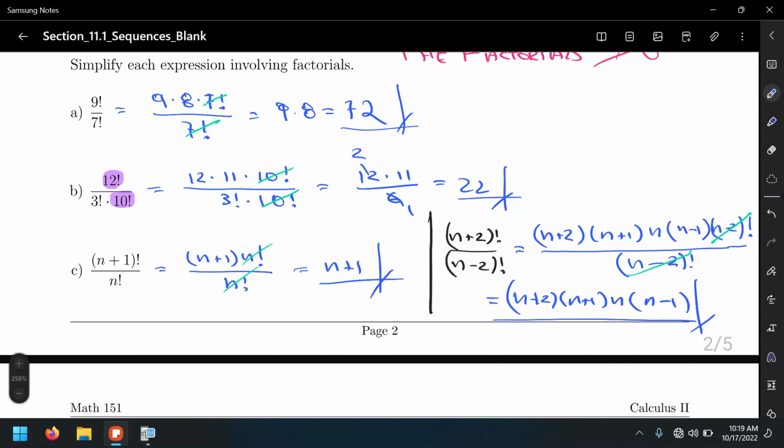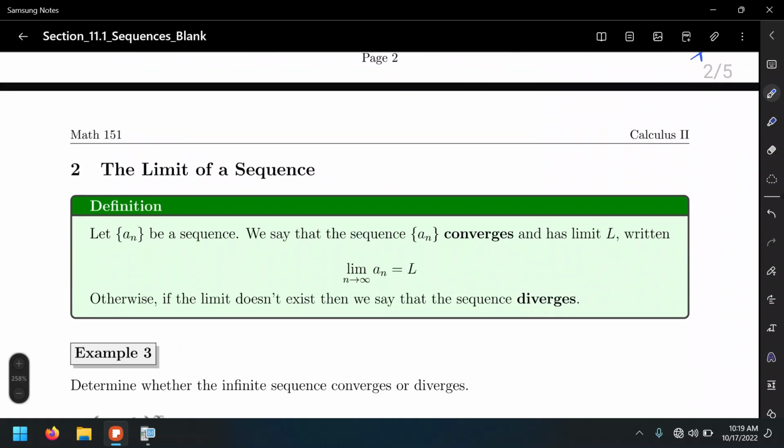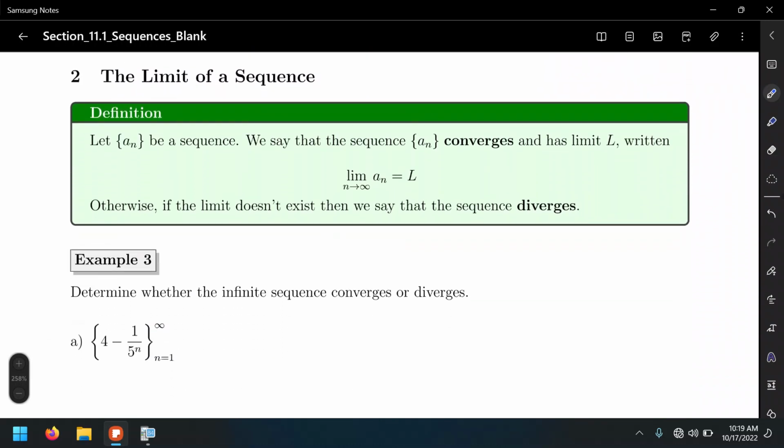So we may get these sequences involving factorials, and later in further sections we will work with series that also involve these factorials. All right. The limit of a sequence is exactly the same as finding the limit of a function, except that the function behind the sequence is a function with a special domain, and that special domain is the set of all natural numbers, that is the positive integers.